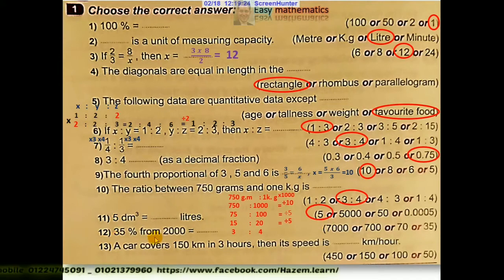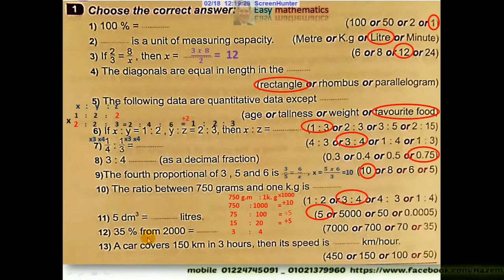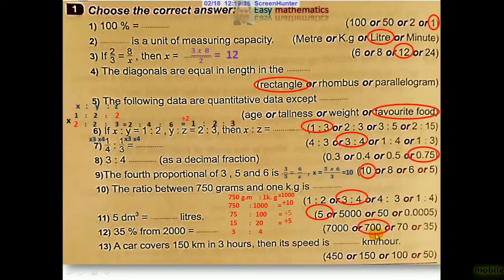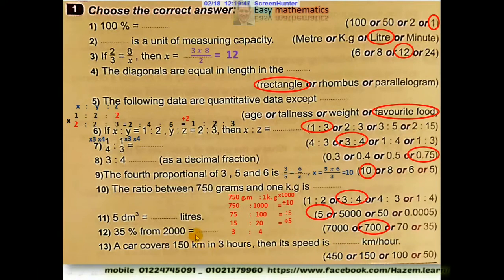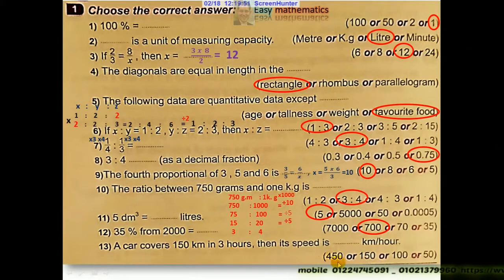Number 12, 35% of 2000. When we have "of", it means we multiply 35% by 2000, it will be equal 700. Number 13, a car covers 150 kilometers in 3 hours. Then its speed is what? Kilometer per hour. To find the rate, we must divide 150 kilometers by 3 hours. It will be equal 50 kilometers per hour.